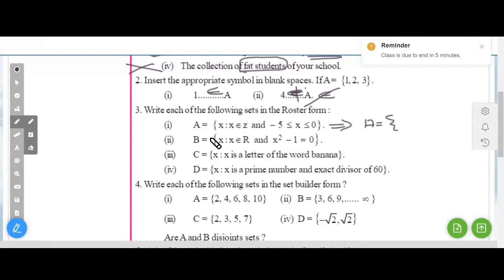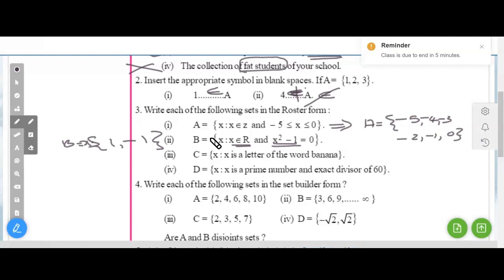starting with -5, -4, -3, -2, -1 and 0. This is the set. Next one is these two conditions. So the elements here are B has the elements 1 and -1.